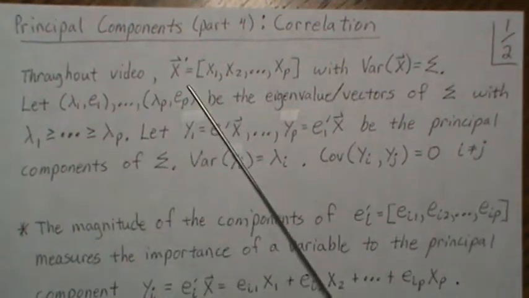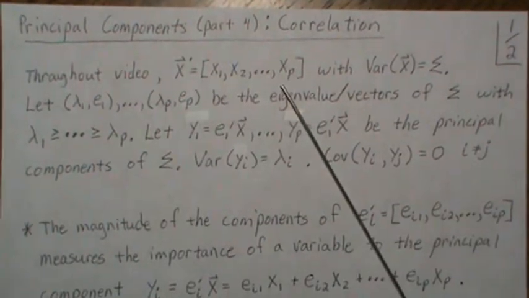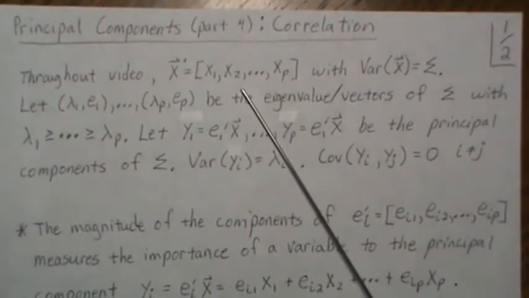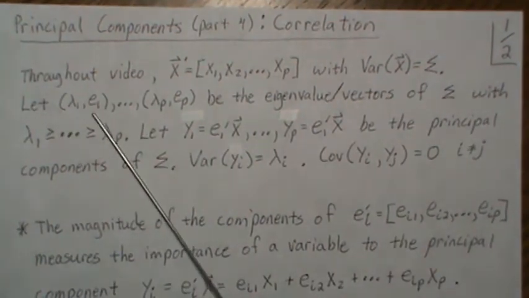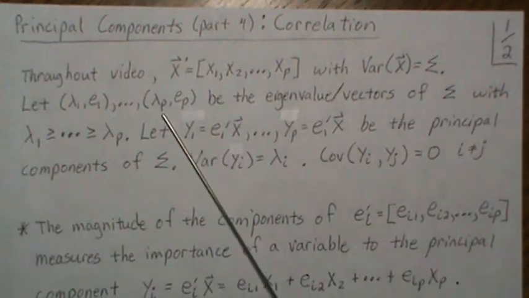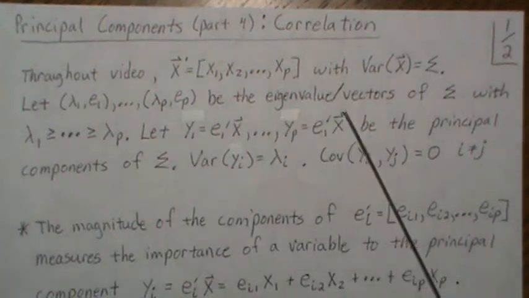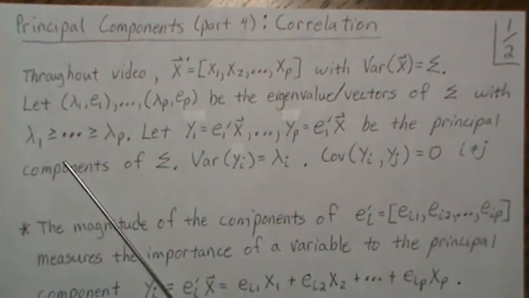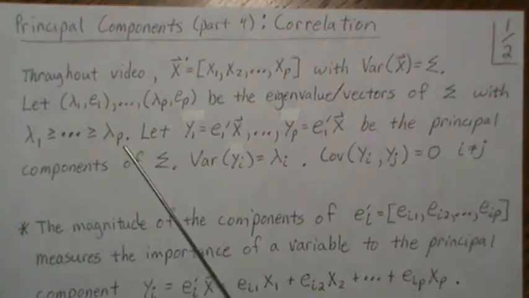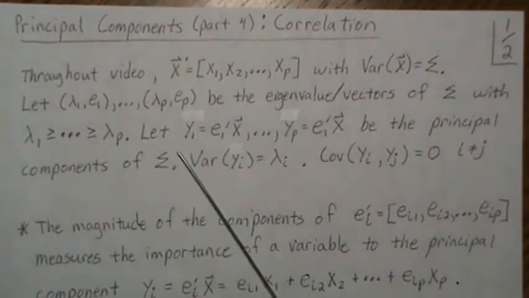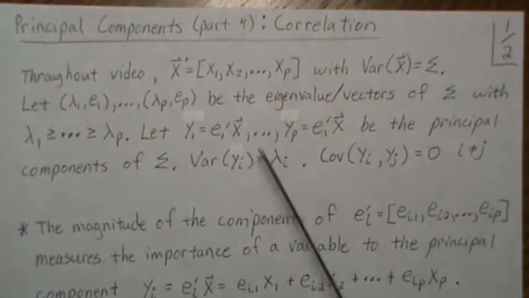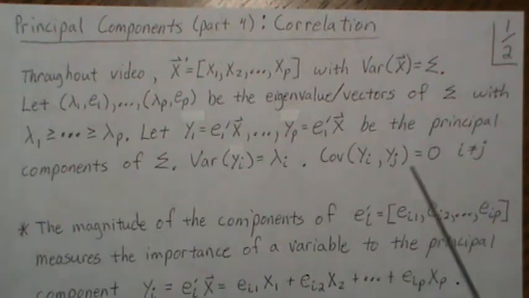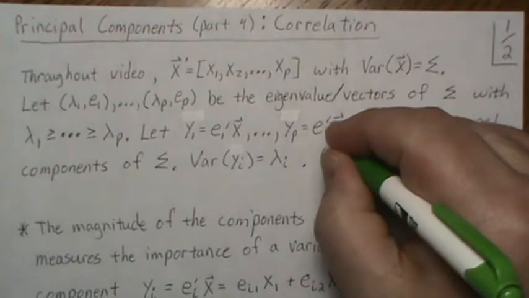So throughout the video, let X be a 1 by P vector, or you could think of it as P variables, with the variance covariance matrix sigma. Let lambda 1 e1 through lambda P eP be the eigenvalue-eigenvector pairs of sigma, with lambda 1 being the largest and lambda P being the smallest. And let Y1 be the first principal component, YP be the pth principal component. And I already see an error.